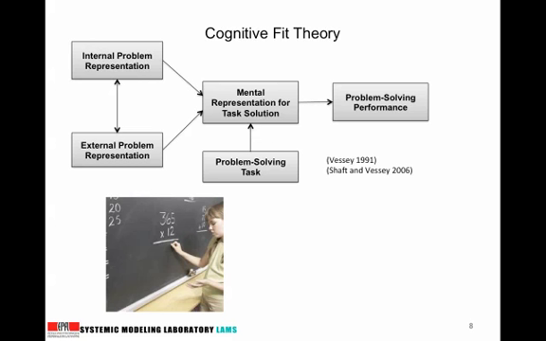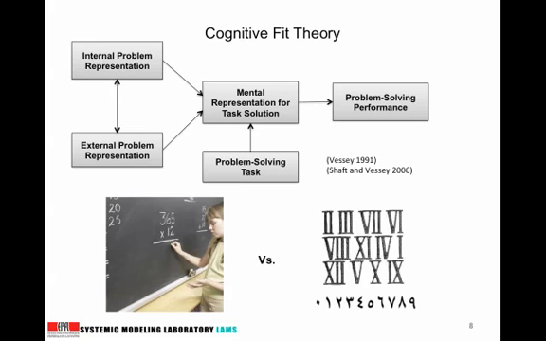Now, if instead of doing it this way, we use, for example, the Roman numeral system or the Persian numbers, it would also be an external representation, but it would not help us in actually retrieving those knowledge structures in our working memory. So it will not lead to the activation of the internal problem representation in our mind. It may match the problem-solving task, but it will not be useful for us.